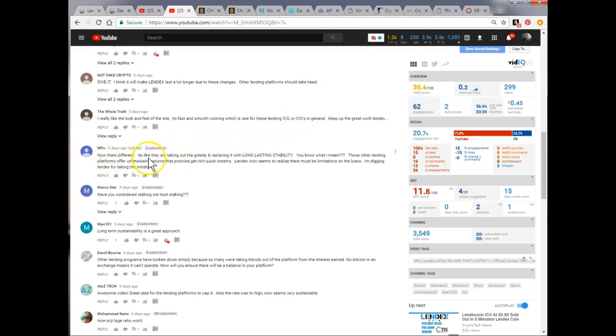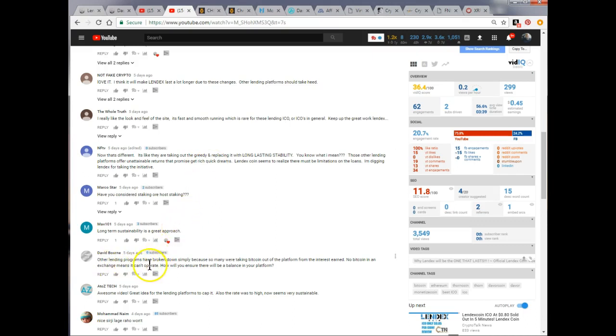Now that's different. It's like they're taking out the greedy and replacing it with long-lasting stability. You know what I mean? These other lending platforms offer unattainable returns that promise get-rich-quick schemes. Lendexcoin seems to realize there must be limitations on the loans. I'm digging Lendex for taking the initiative.